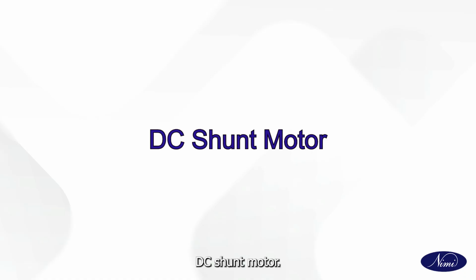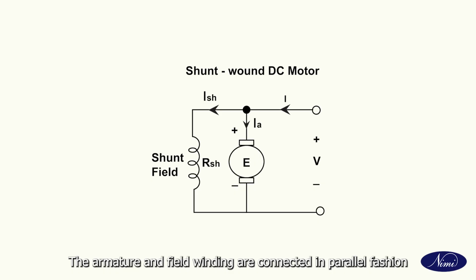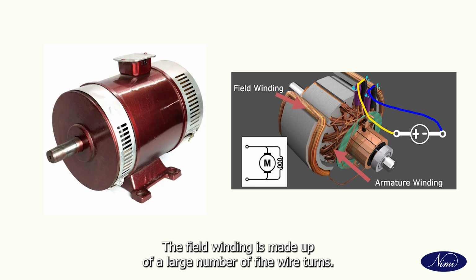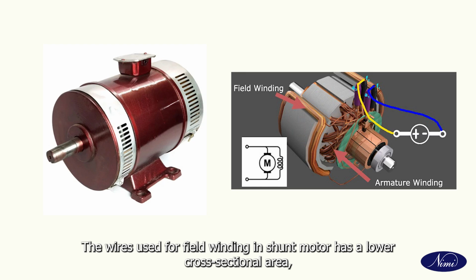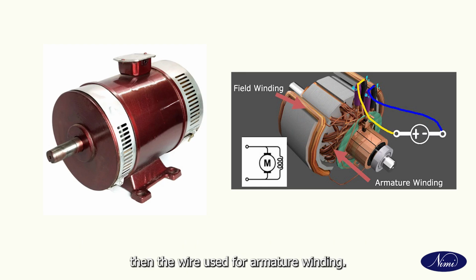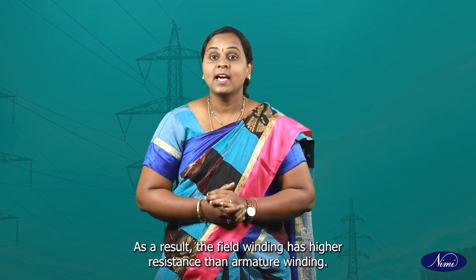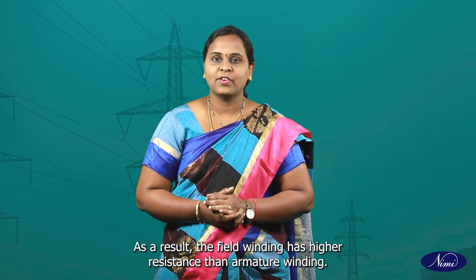DC shunt motor. The armature and field winding are connected in parallel fashion in DC shunt motor as indicated in the diagram. The field winding is made up of a large number of fine wire turns. The wires used for field winding in shunt motor have a lower cross-sectional area than the wire used for armature winding. As a result, the field winding has higher resistance than armature winding.